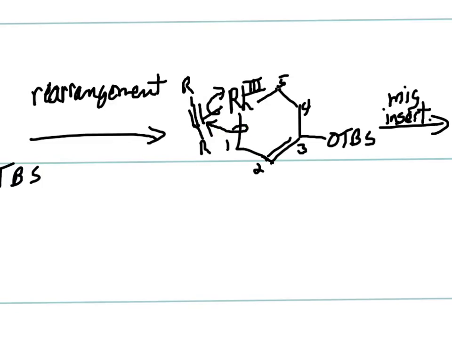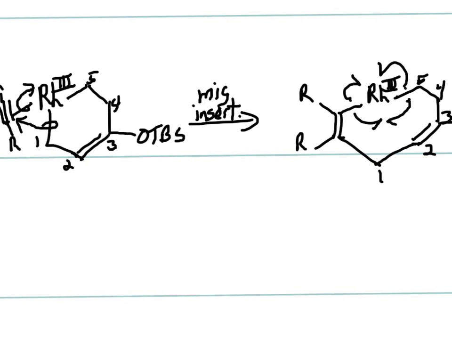Migratory insertion, 1 attacks. Right, we could have done with 5 first, doesn't matter. 5 could have done it first. I just chose 1. No difference. So migratory insertion.